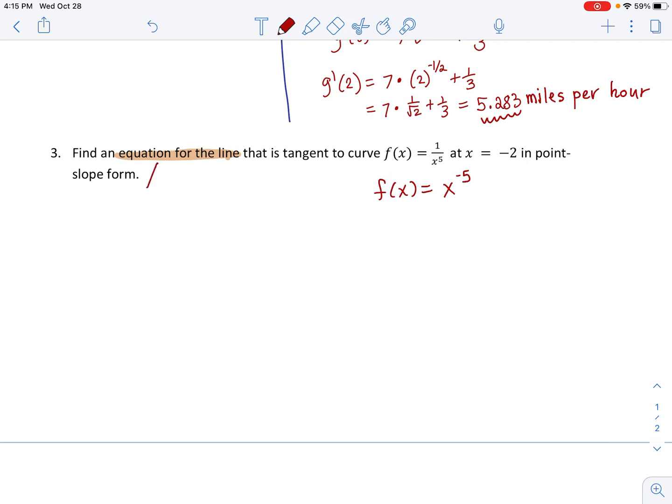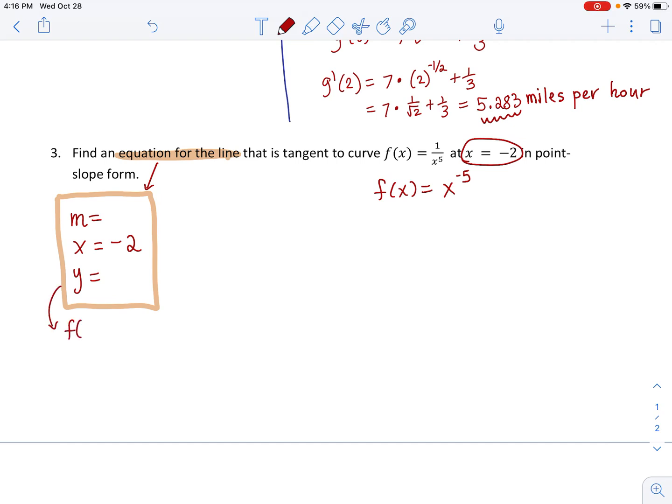But remember, I always do this in class. Whenever I ask you to find the equation of a line, please remember that you just need these 3 inputs. You need m, x, and y. And I think I'm giving you x. X is negative 2. If x is negative 2, how would you find the y value? You can find y by plugging in that input of negative 2 into the function.